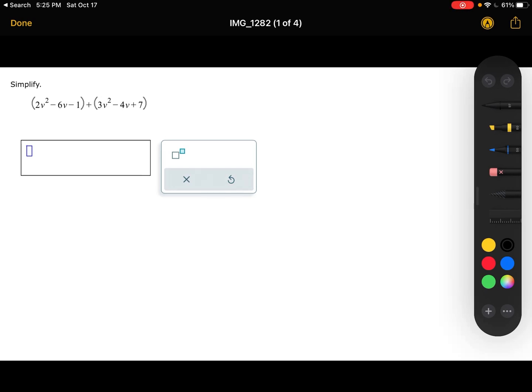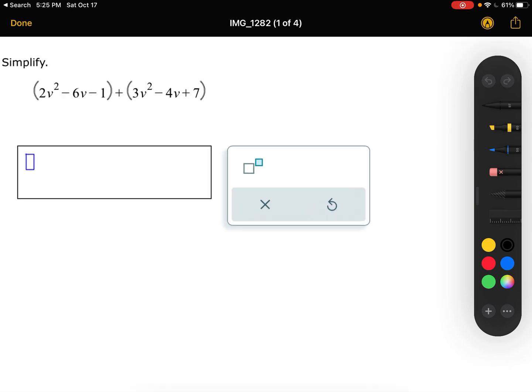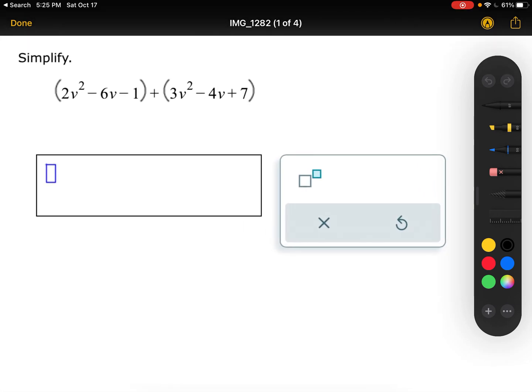Alrighty, so this video is going to be talking about how to solve this question. So let's just get started on it. It says simplify (2v squared minus 6v minus 1) plus (3v squared minus 4v plus 7). To do this question, we have to talk about a couple things first.